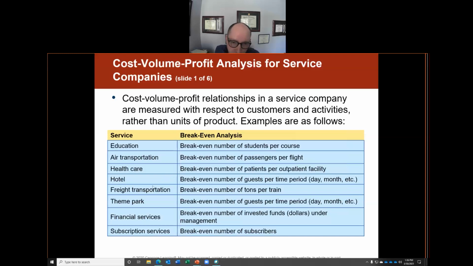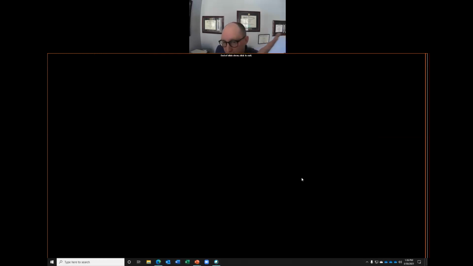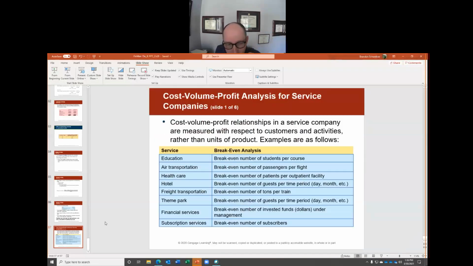And of course, we can apply the same concept to service businesses like hotels. With a hotel, the break even is based off of the number of guests that stay at the hotel during a time period. That gives you an example of how we do it in service.